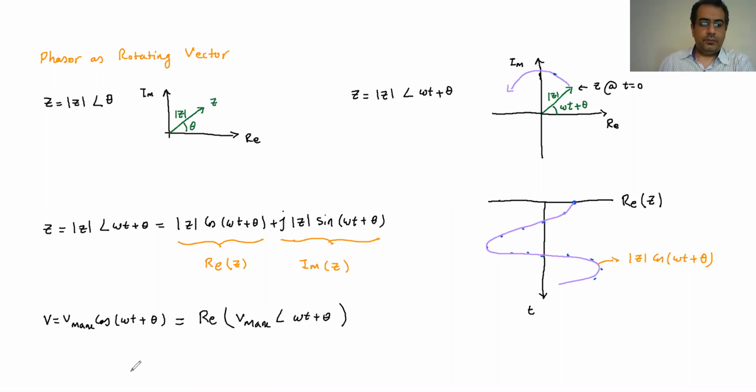Now, what is the phasor for this? So look at this again. If I have V max cosine omega t plus theta, the phasor for that is V max with angle of theta. Compare these two together. Here I have V max with angle of omega t plus theta. Here I have V max with angle of theta. So this part is the same as here if the t is 0.